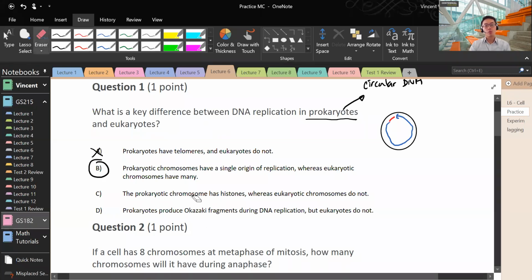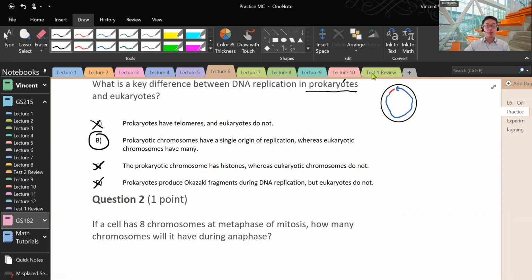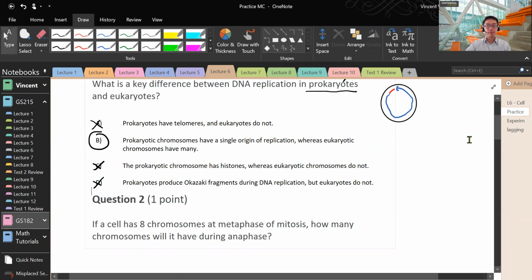Prokaryotic chromosomes have histones? We just talked about that. It's the other way around. It's the eukaryote that needs histones, again because our DNA is so much longer, it will not fit if we don't package it. And Okazaki fragments are found in eukaryotes, not prokaryotes, because once again, prokaryotes have circular DNA.